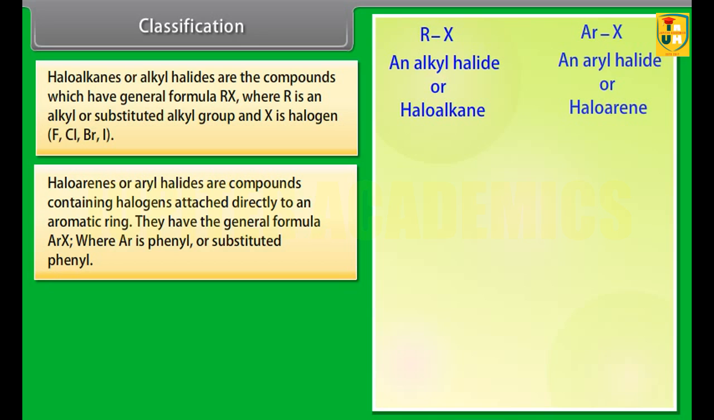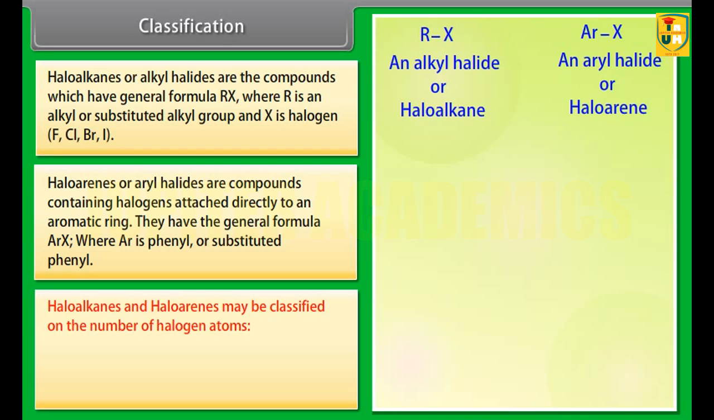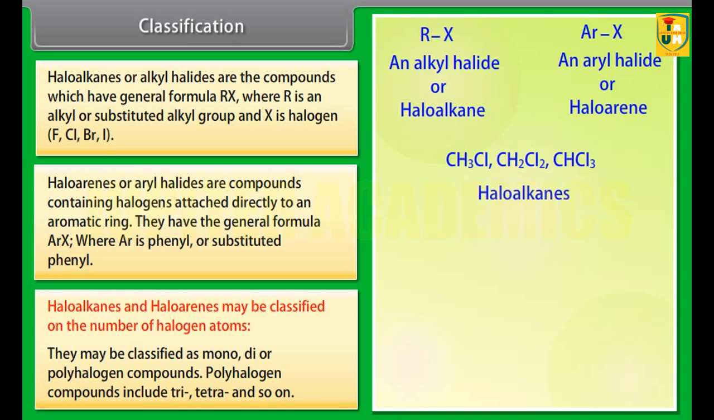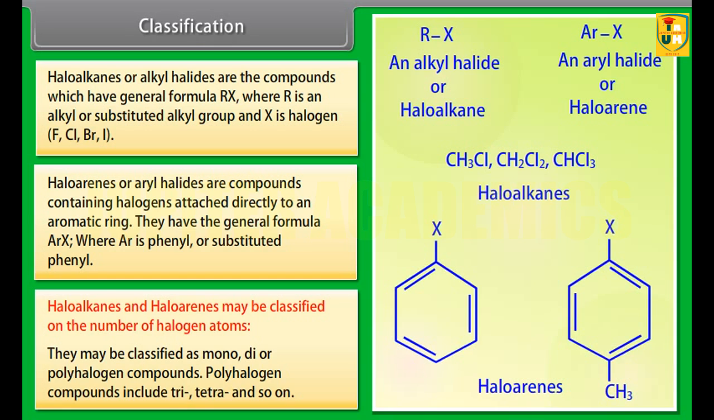Haloarenes or aryl halides are compounds containing halogens attached directly to an aromatic ring. They have the general formula ArX, where Ar is phenyl or substituted phenyl. Haloalkanes and haloarenes may be classified on the number of halogen atoms. They may be classified as mono, di, or polyhalogen compounds. Polyhalogen compounds include tri, tetra, and so on.